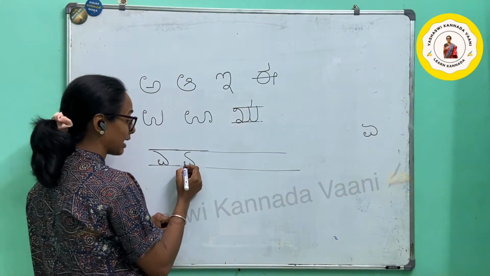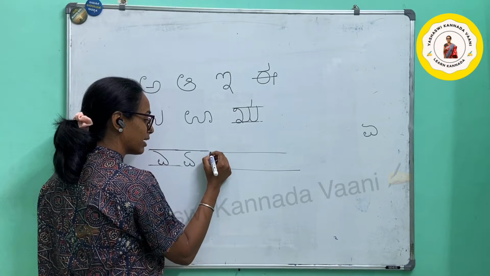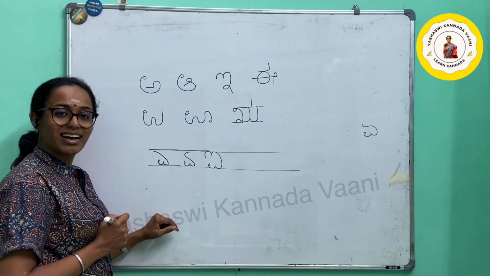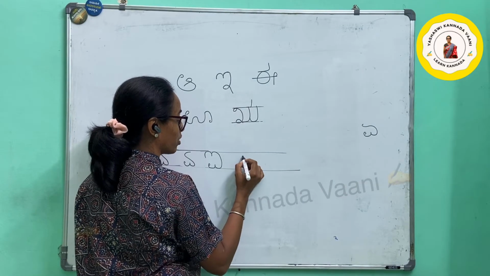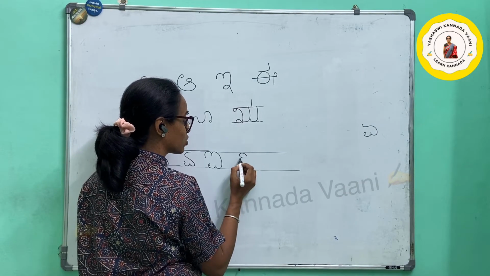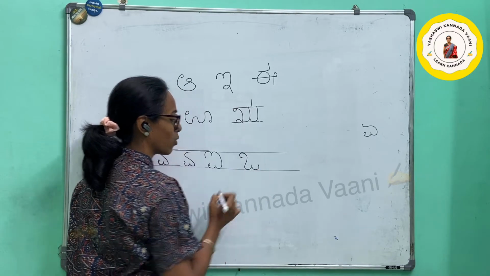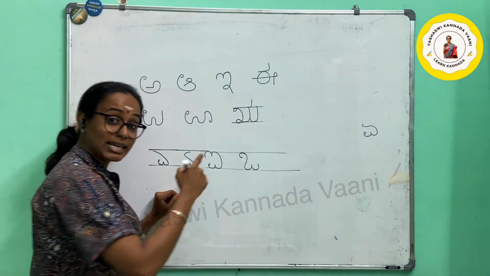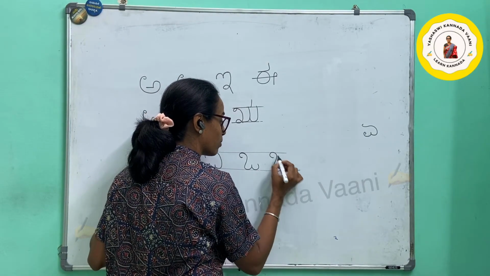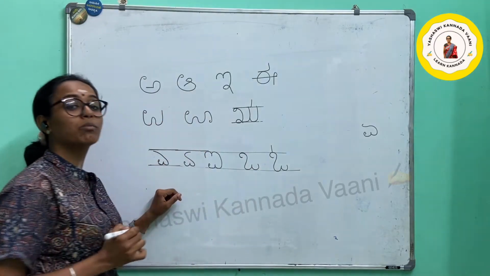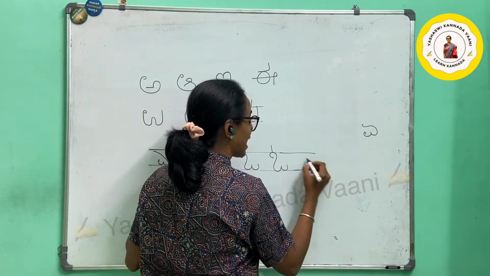The next one is I. Again start the same way. Go to the top. Again repeat this. I. Next is O. O is like a swan. So start from the top, down, O. Again as it is. Put a line on the top, it will become O.